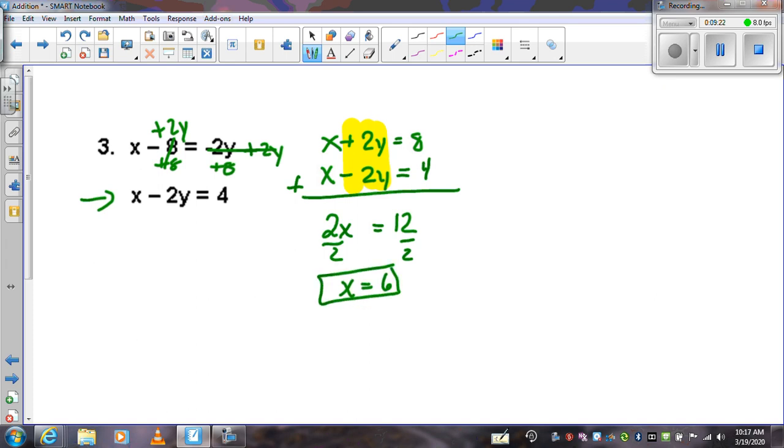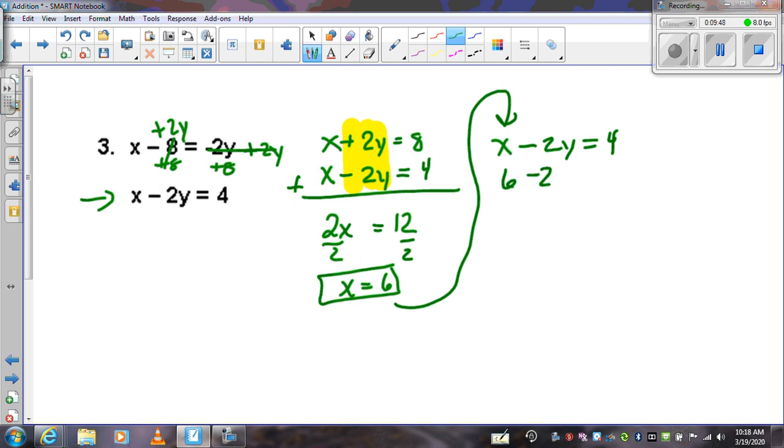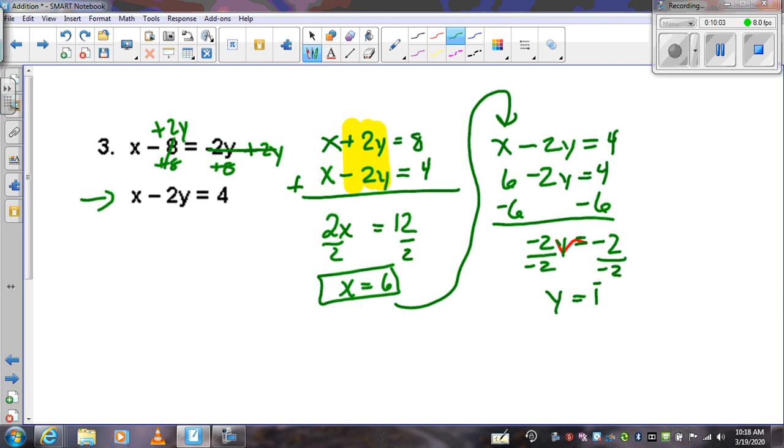And now I can take either one of the equations and solve for y. So I think I'll go with... so I'm going to plug in the 6 right here. And just finish solving. So I get negative 2y is equal to negative 2. Divide both sides by negative 2, and y is equal to 1.